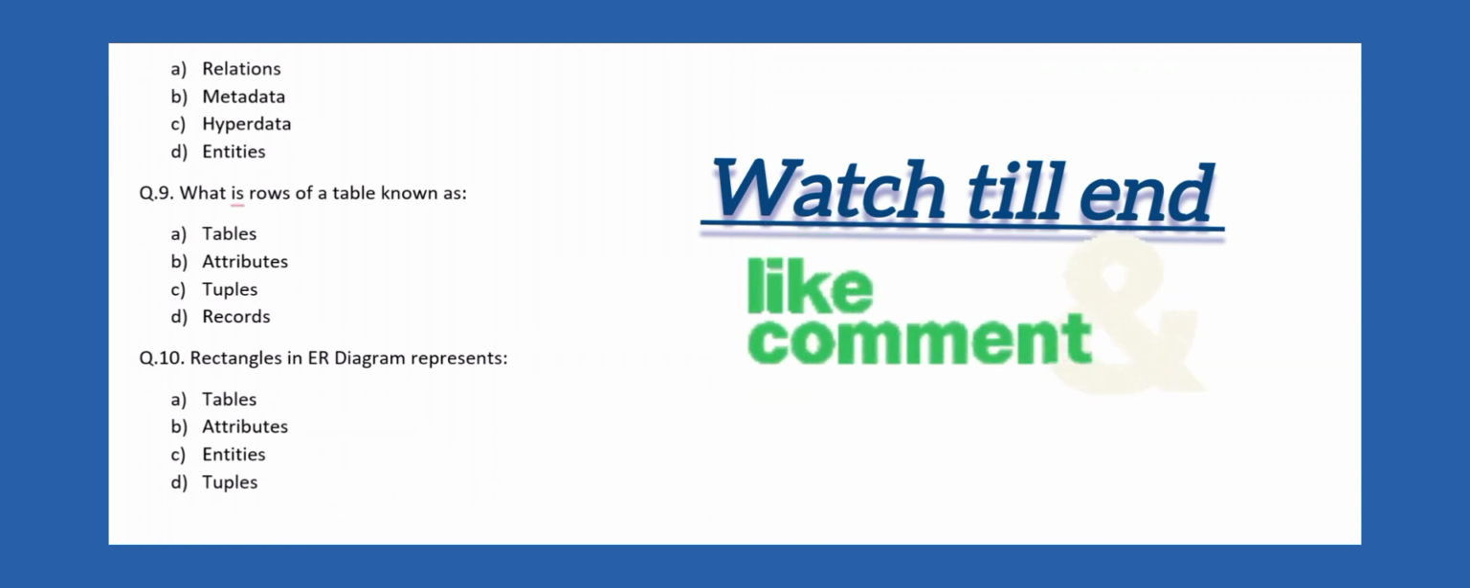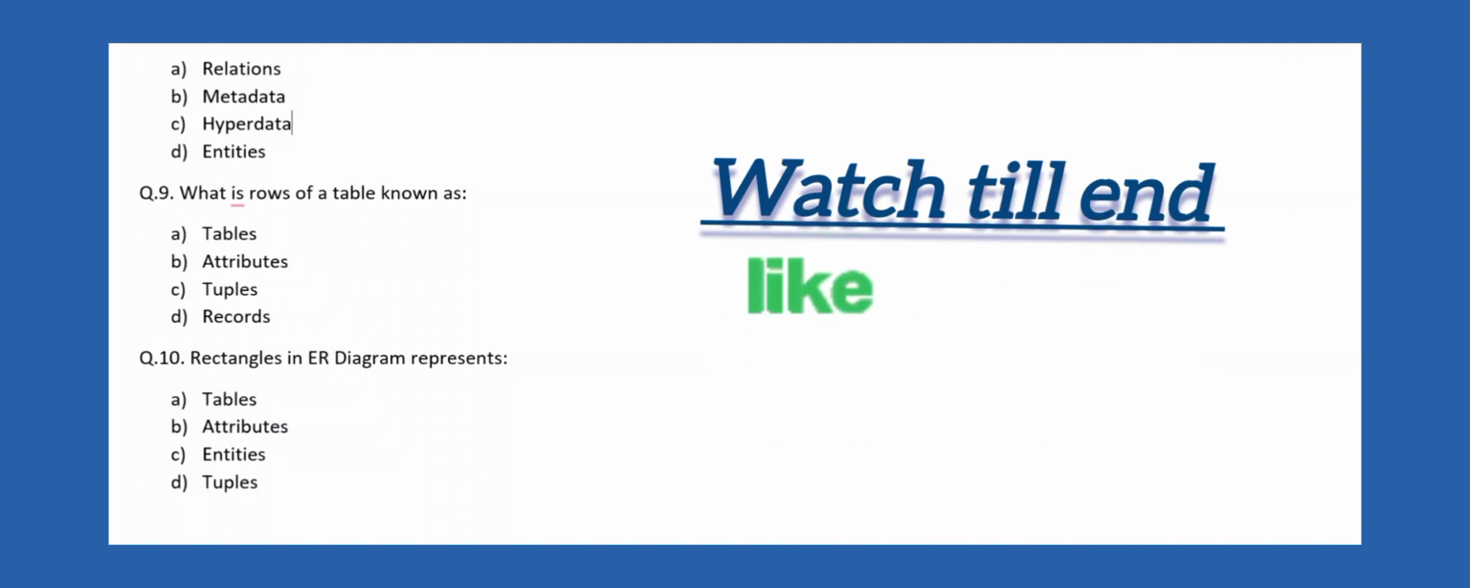Now come to question number 9. This is the second last question. What is rows of a table known as? It means the question is what we call row in terms of database. So in my previous videos, I have explained that a database is made up of tables, and a table consists of multiple rows and columns, and rows are known as tuples and columns are known as attributes in terms of database management system.